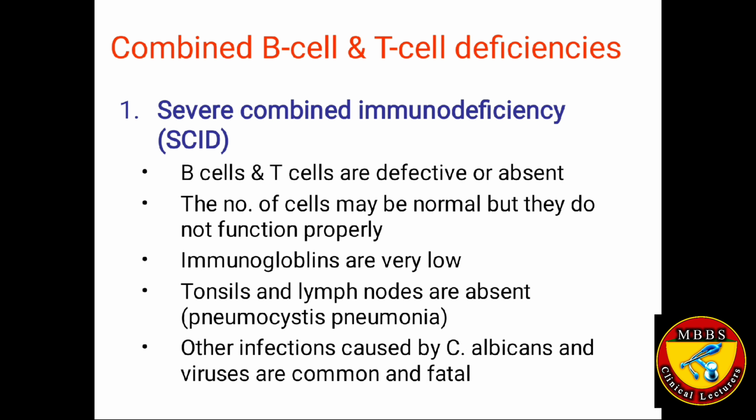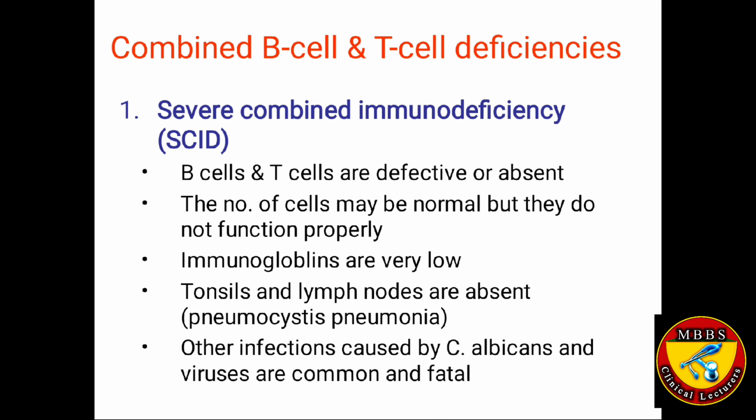Combined B cell and T cell deficiency: if the individual has a combined B cell and T cell deficiency, then he is developing severe combined immunodeficiency, which is SCID. B cells and T cells are defective or absent in this disease. Or you can say that defects in both humoral and cell-mediated immune responses are there in these patients.